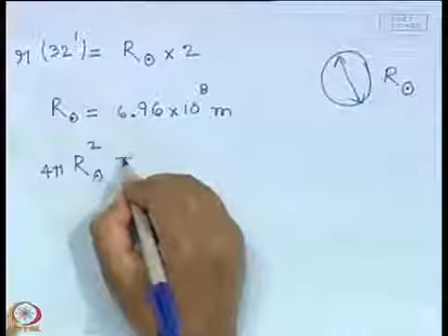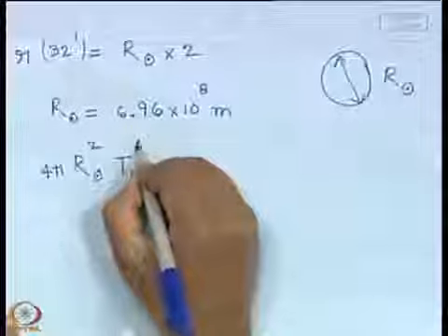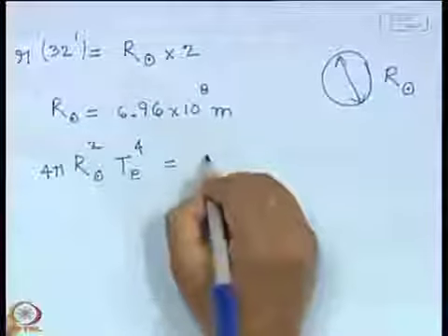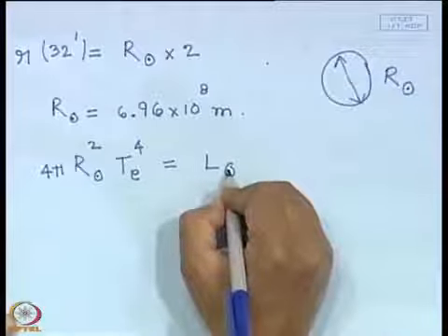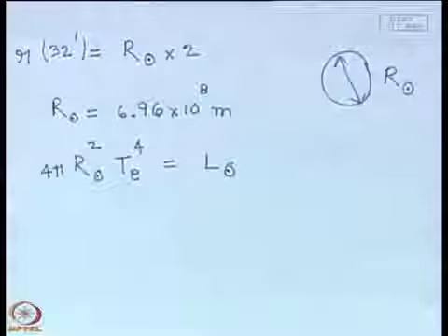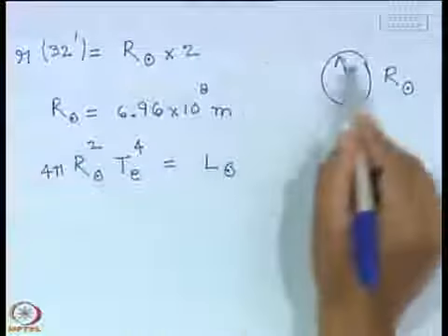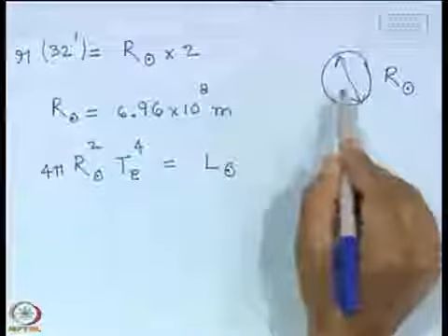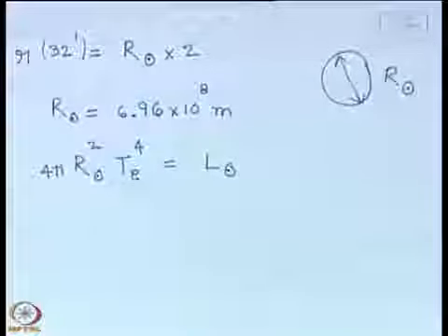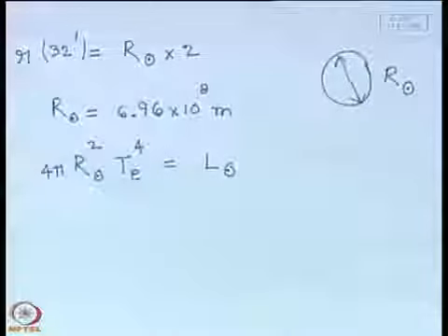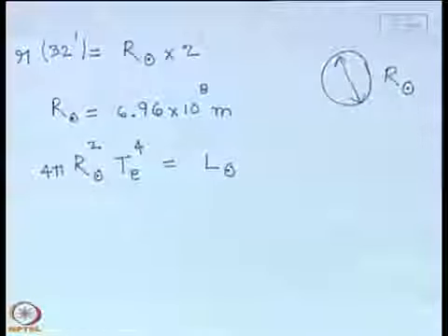So, we have already discussed this. That is how the effective temperature is defined. This, into the effective temperature to the power 4, is the solar luminosity. So, the effective temperature is the temperature that would be required by a body with the same surface area as the sun to radiate as much energy as the sun does. And so, you put in the values here.